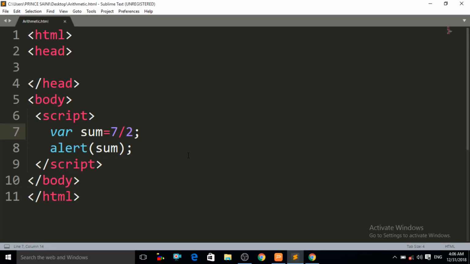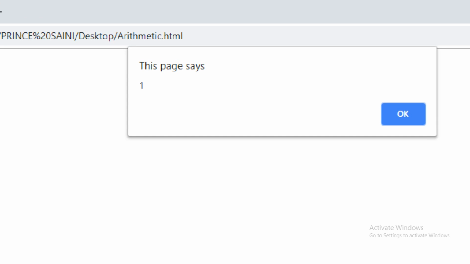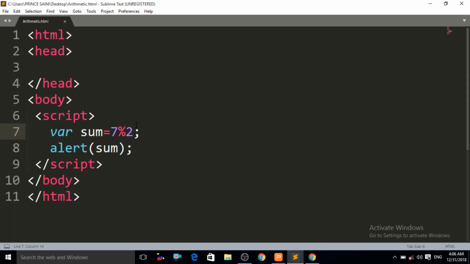Next is our modulus operator. We have to write the percentage symbol for the modulus operator. This modulus operator will give you the remainder of these numbers. Now Control plus S and then Control plus R. Now you can see that it is giving the remainder, that is 1, friends. So this is about these operators. Now let us discuss the priority of these operators. Like if I do 7 plus 2 and multiply 2, what should be the answer, friends?